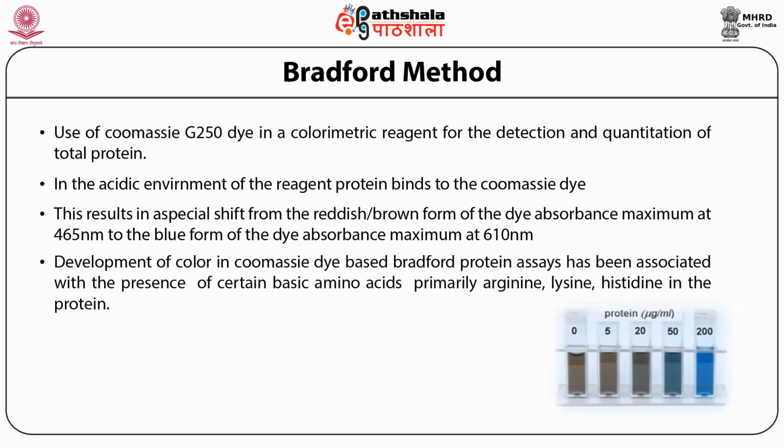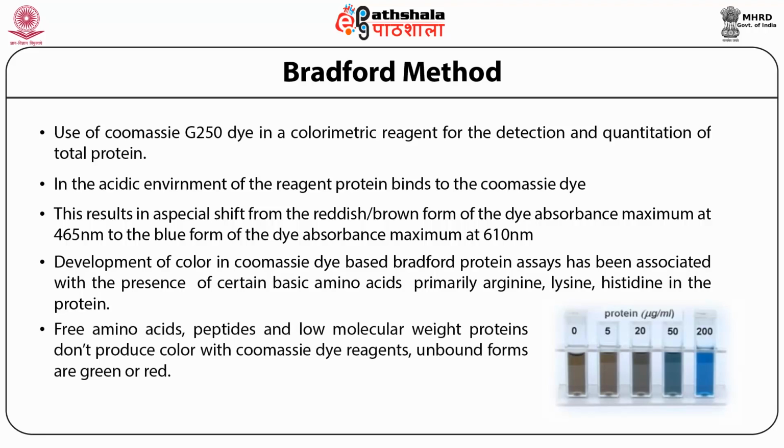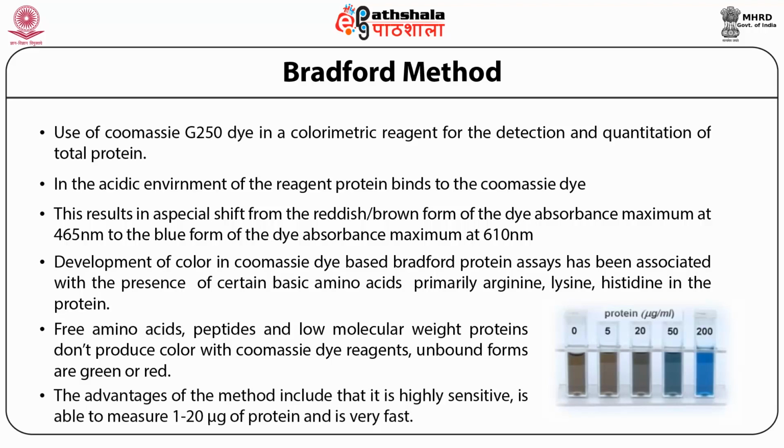The development of color in the Coomassie dye, based on the Bradford protein assay, has been associated with the presence of certain basic amino acids, primarily arginine, lysine and histidine in the protein. Free amino acids, peptides and low molecular weight proteins do not produce color with the Coomassie dye. Unbound forms are green or red. The advantages of this method include that it is highly sensitive and is able to measure 1 to 20 micrograms of protein, and the method is very fast.